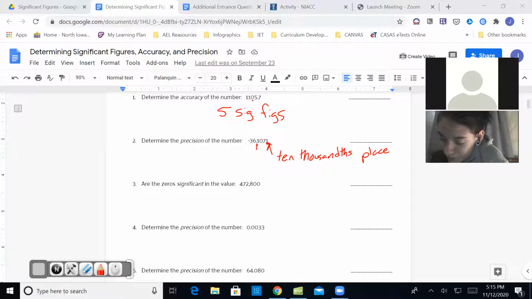Number 3 asks us, are the zeros significant in the value? What's this one? 472,800. This one has 2 zeros at the end of a whole number. According to our rules, no, these are not significant.